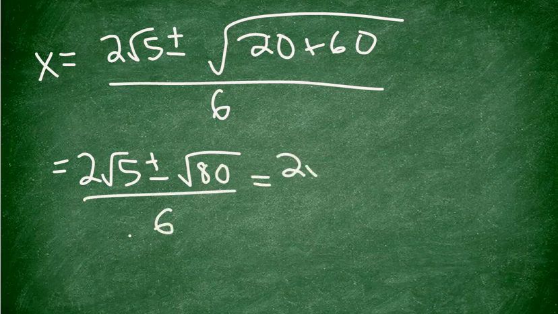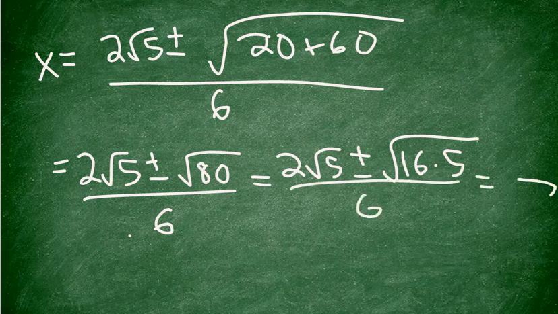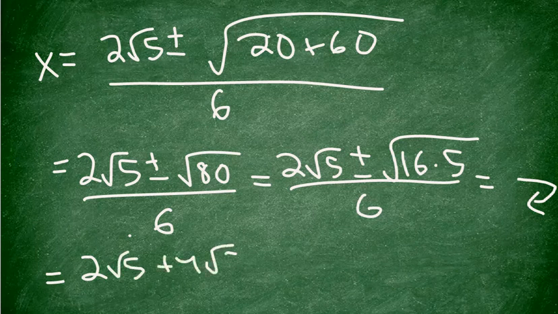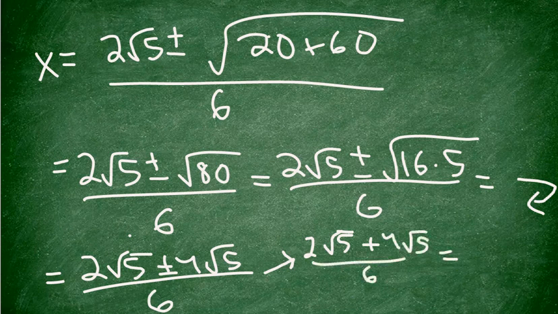I'm going to use the fact that the square root of 80 is the same thing as the square root of 16 times 5, since 16 times 5 is 80. Okay, so 2 root 5 plus or minus 4 root 5. That works out nicely because I can combine the root 5s. So we're going to have two answers here. We're going to have 2 root 5 plus 4 root 5 over 6, and I'll have to fit the other one on the next page.